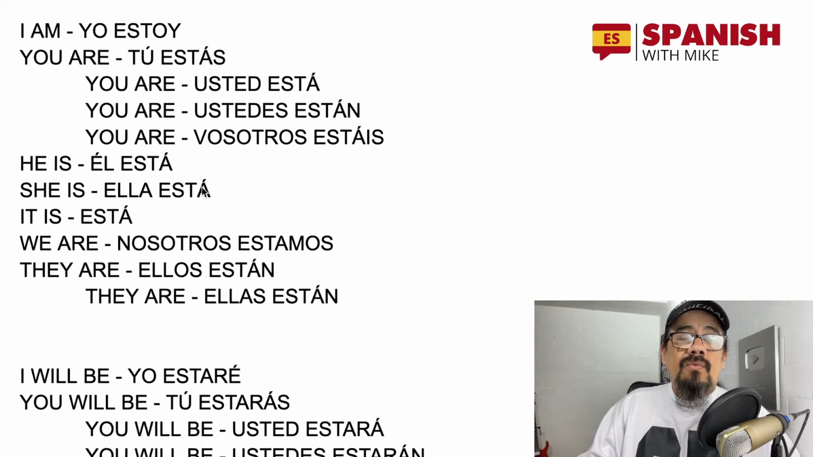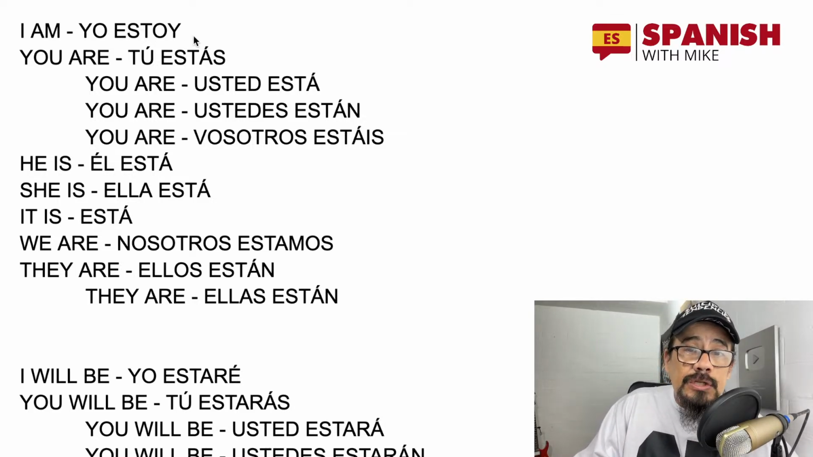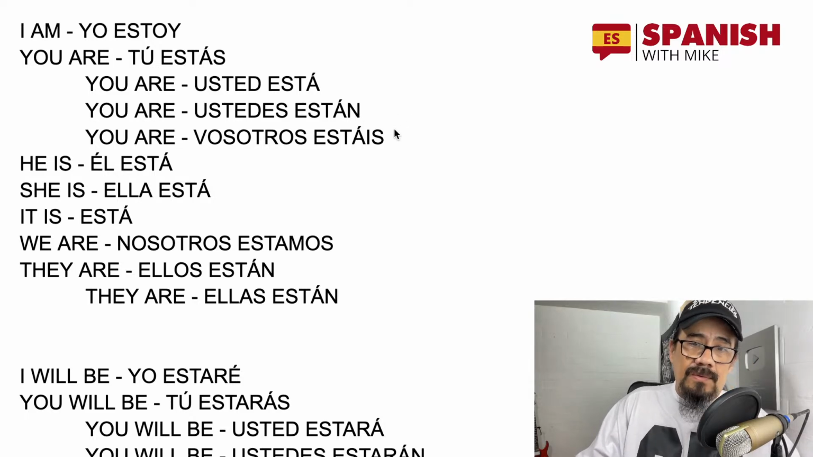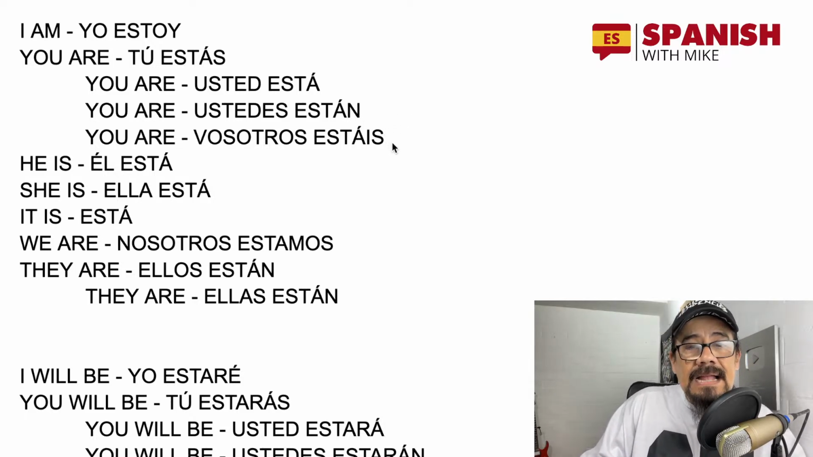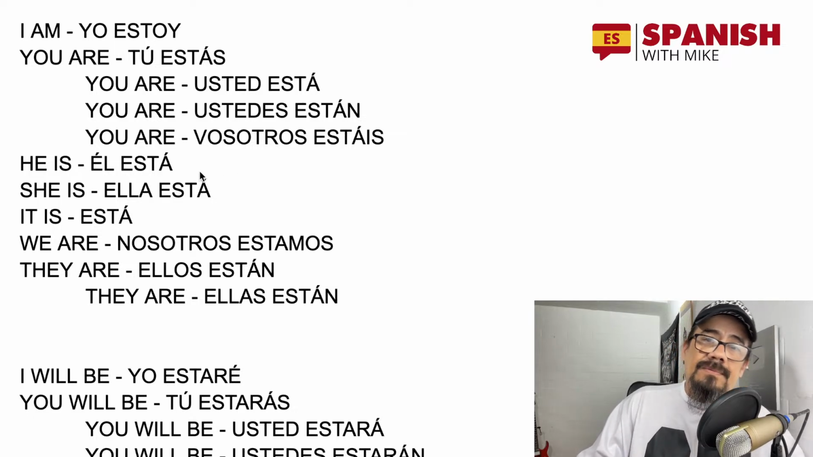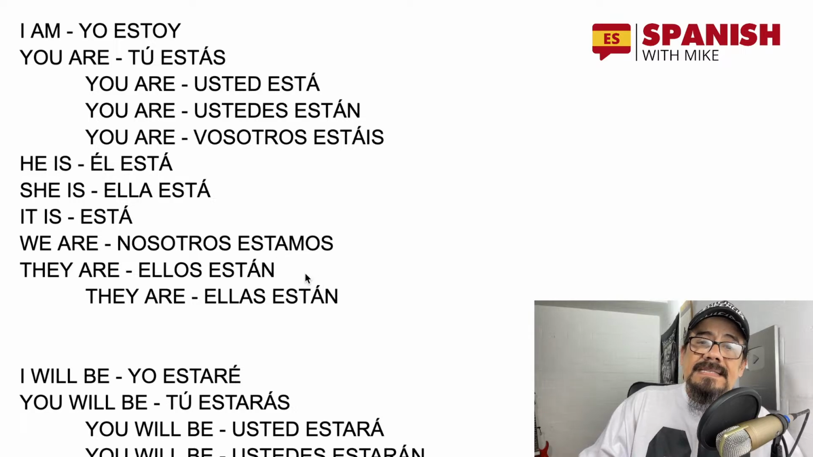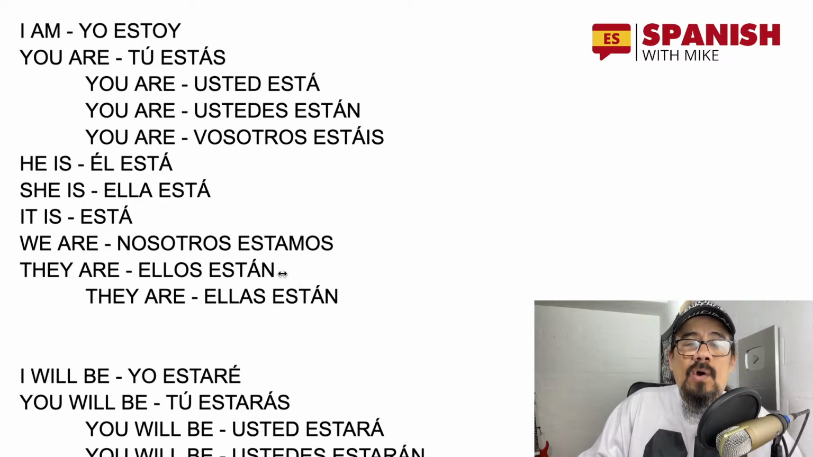And remember, we are just reviewing this because we need this before the ando, endo. I say, yo estoy hablando. Tú estás escuchando. Usted está escribiendo. Ustedes están estudiando. Vosotros estáis visitando. Él está caminando. Ella está sonriendo. Está nevando. Nosotros estamos pagando. Ellos están tomando. Ellas están jugando. You see, we need that before the ando, endo. And remember, ando, endo is the same regardless of the subject.